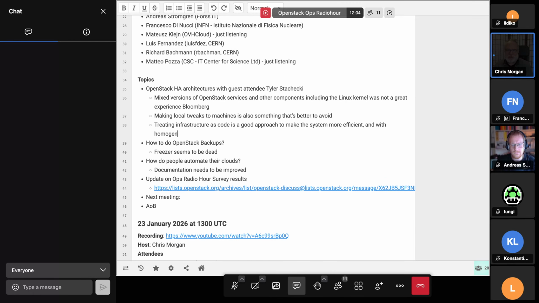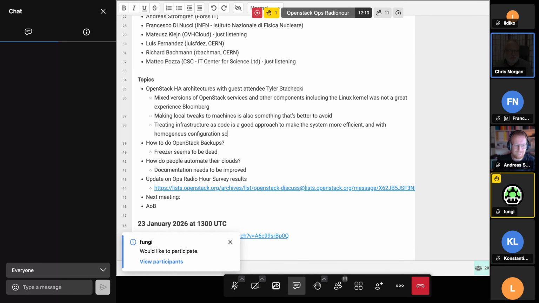Does anyone want to speak about the problem of skew that they've had? Is anyone actually running more than one installation and they're different? I see Fungi would like to participate. Does that mean you want to speak?